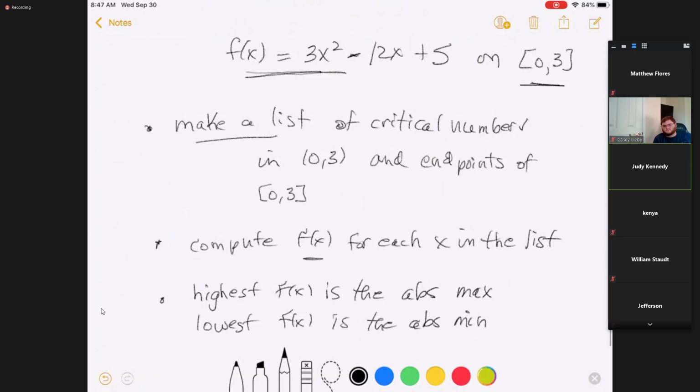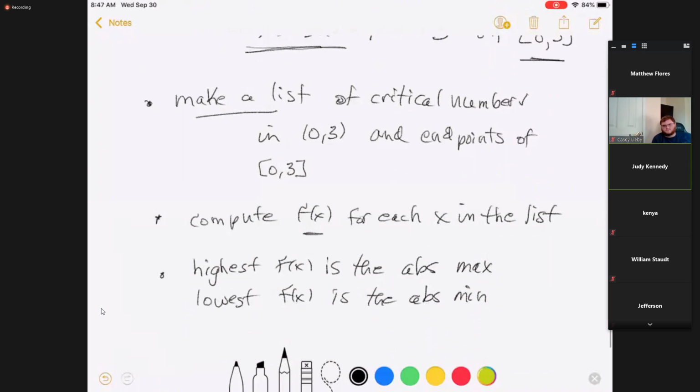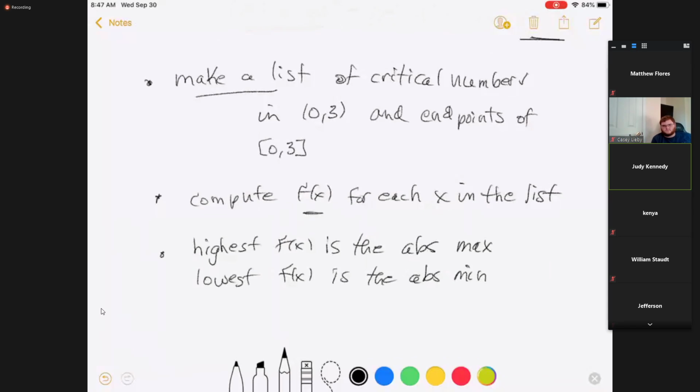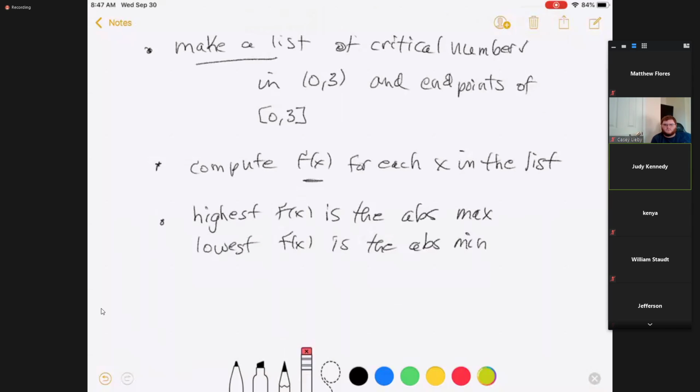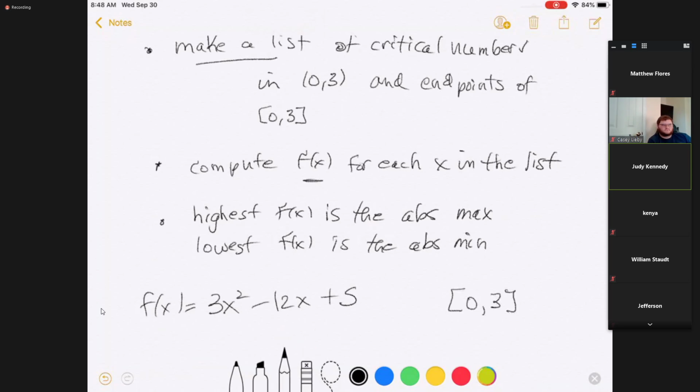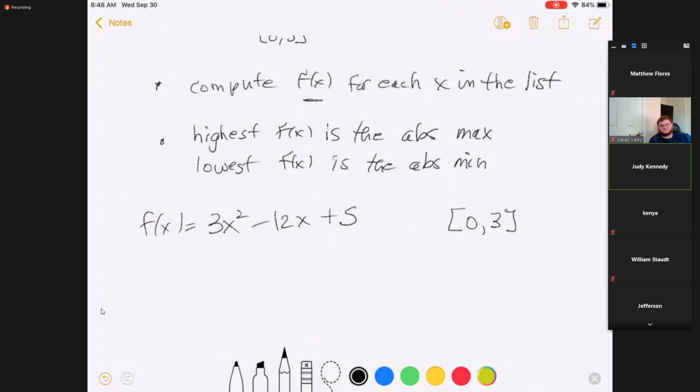So, okay, we have our function, 3x squared minus 12x plus 5, and we have our interval. So let's take f prime and set it equal to 0. Well, I want all the critical numbers.